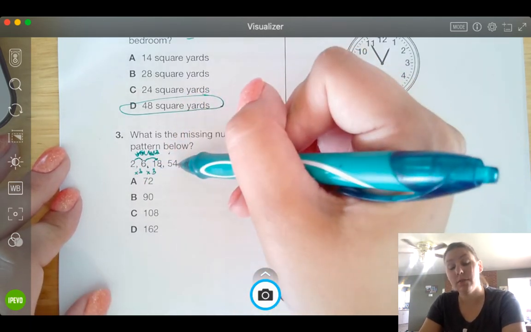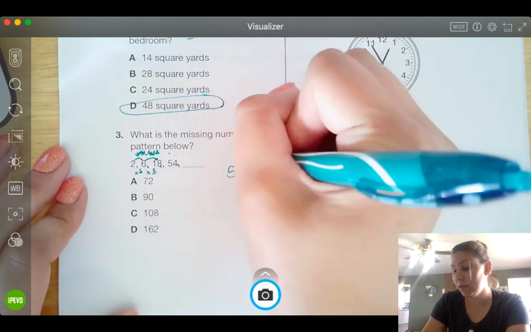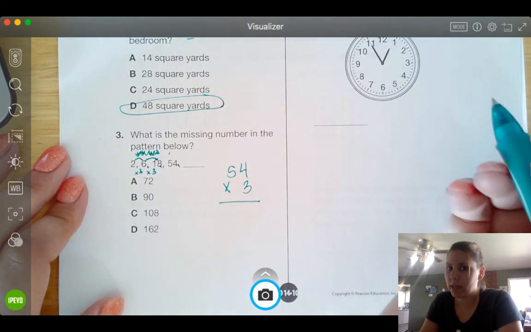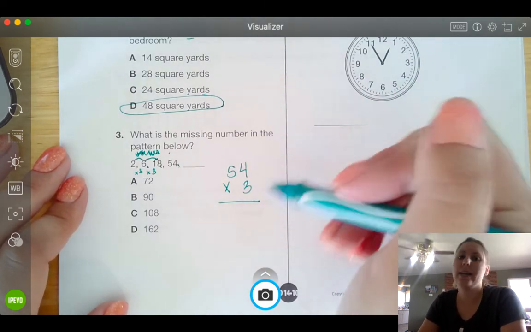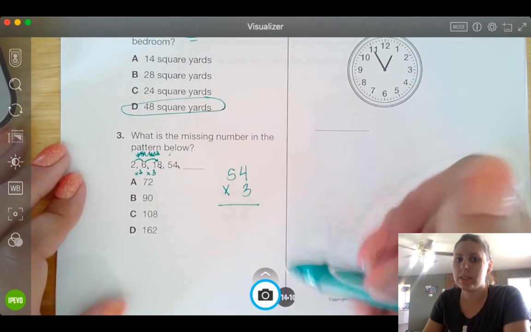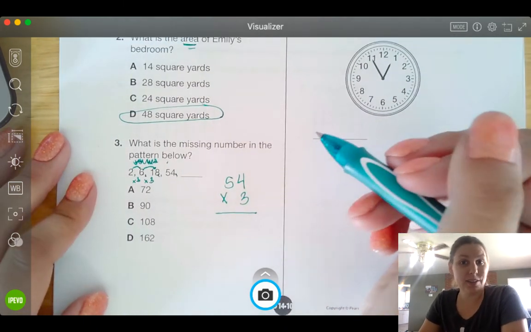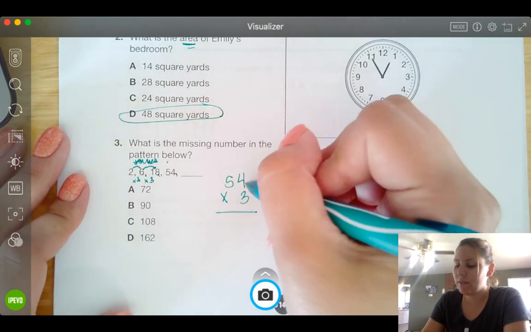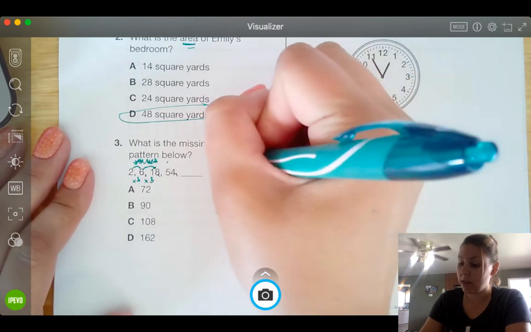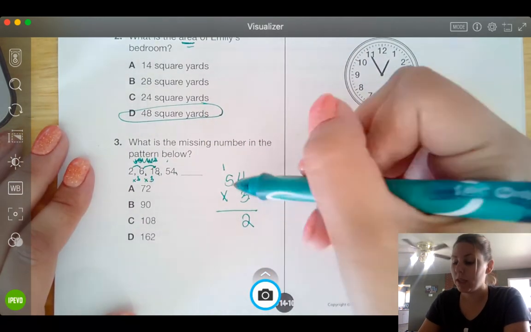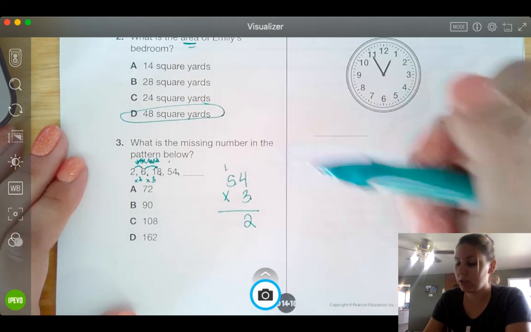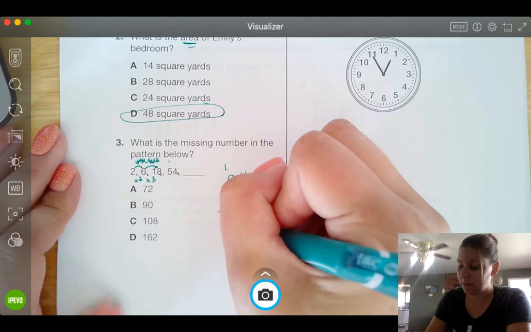18 times 3 is 54. So now I need 54 times 3. So I can break this apart, or you can stack it and do the traditional algorithm. If I do the traditional algorithm, which is the easy peasy way that I learned and your parents learned, you would say 4 times 3 gets you 12. And just like we do in addition, I carry my tens to the tens place. 5 times 3 is 15, plus 1 more is 16.